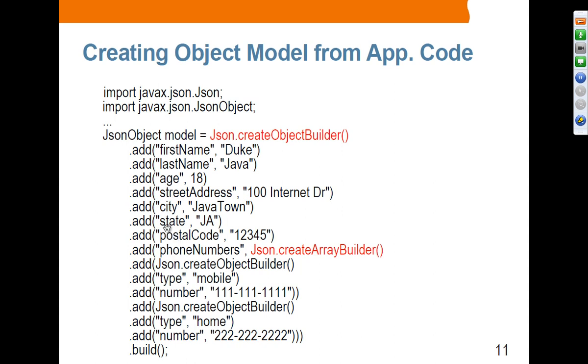So here I call create object builder. The object builder is an object to which you can call the add method. Here I'm adding the first entry, first name Duke, and the second entry, third entry, and so on. And you can also add an array. In this case, you're going to create an array builder, and inside this is going to be an array object. We're going to actually try these things in the hands-on lab.